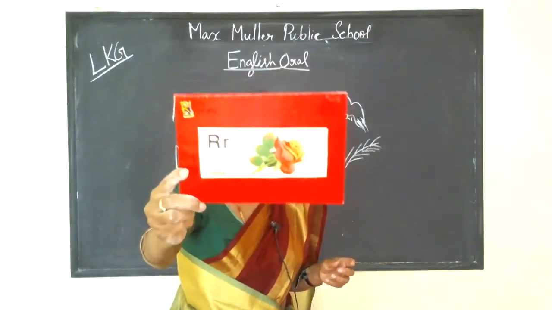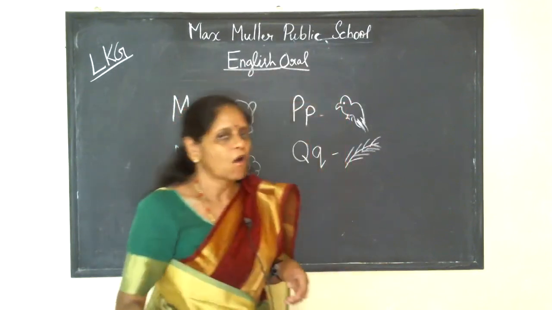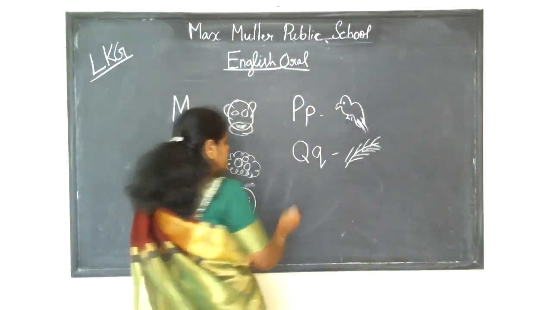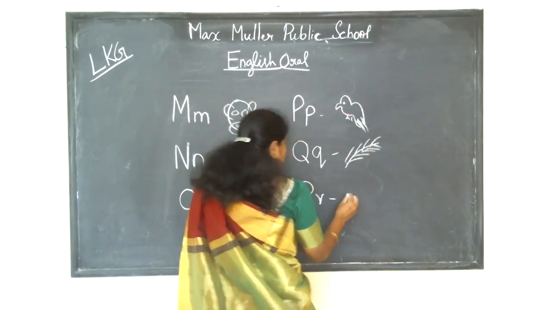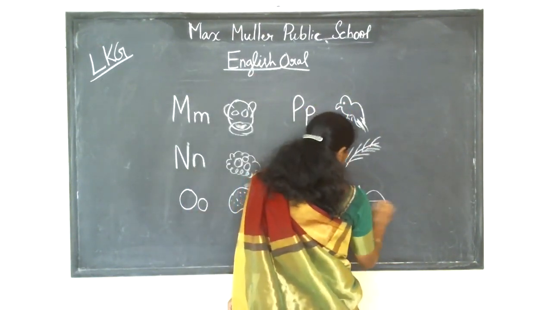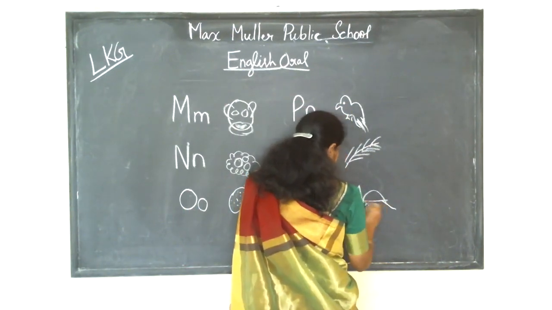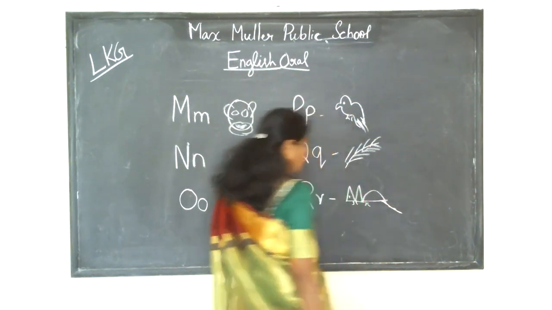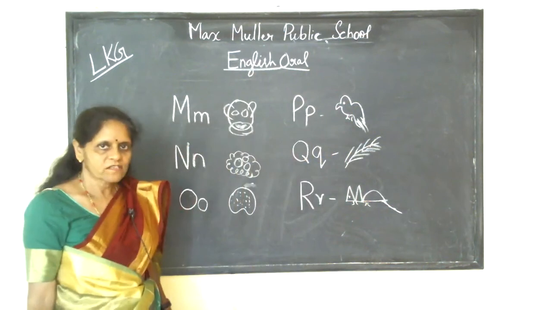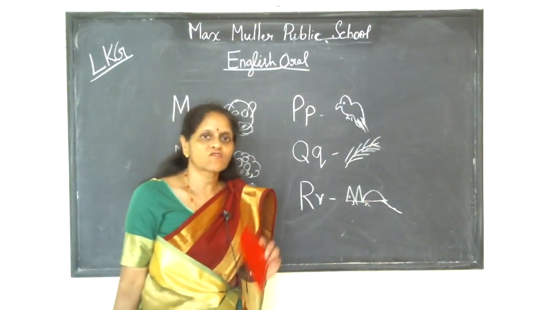Capital R, small r. R for rose. Or you can say R for rat also. Capital R, small r. R for rat. Okay, children, today in English writing you learned how to write capital A, small a.